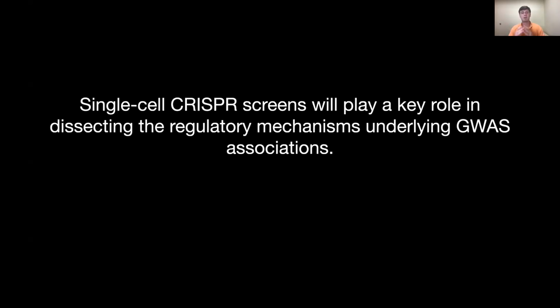And so just to wrap up and think about future directions, single cell CRISPR screens, I think, will play a key role in dissecting regulatory mechanisms underlying disease associations.